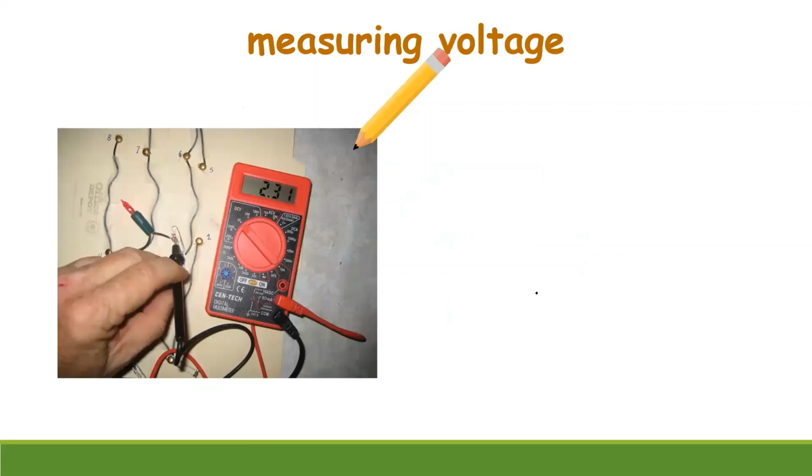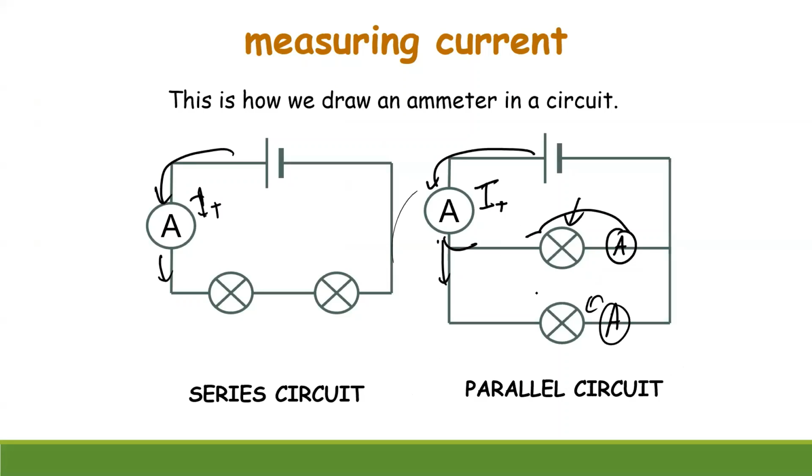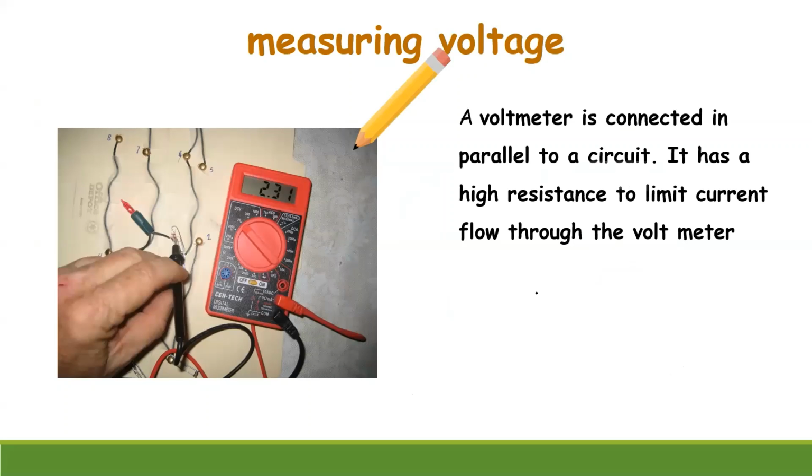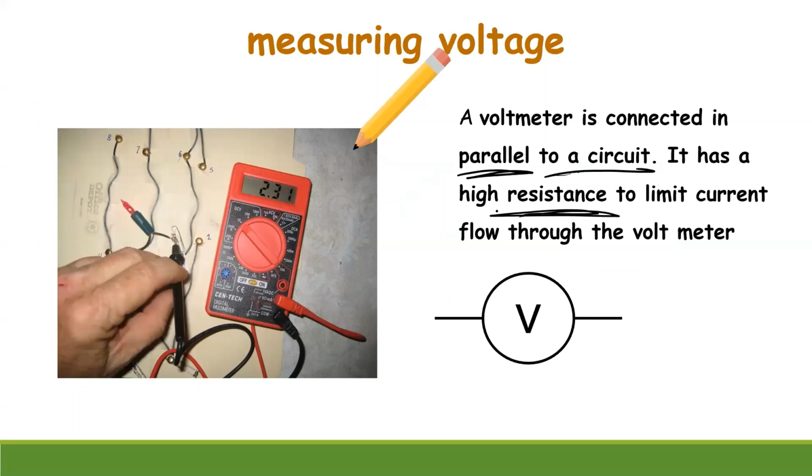I'm going to show you now a voltmeter. This is an example of a voltmeter. It's pretty much the same thing. It actually is the same device, just on different settings. A voltmeter is connected in parallel to a circuit, and it has a high resistance. Because of that, it's very difficult for the charge to flow through it, so not much current will go through it. You don't want much current going through a voltmeter because it's measuring how much voltage is dropped over it.